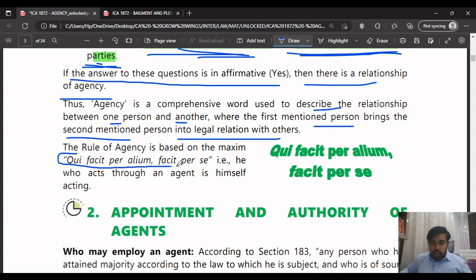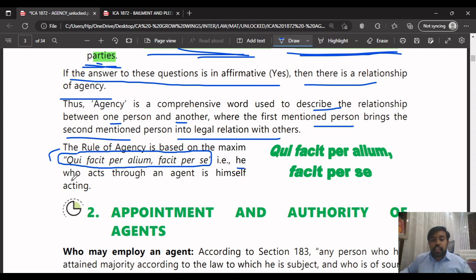This Latin maxim is very, very important because in an MCQ they can ask a question about this maxim, and they'll put four options. You have to figure out which option is the correct answer. You can remember this maxim. What does the maxim say?